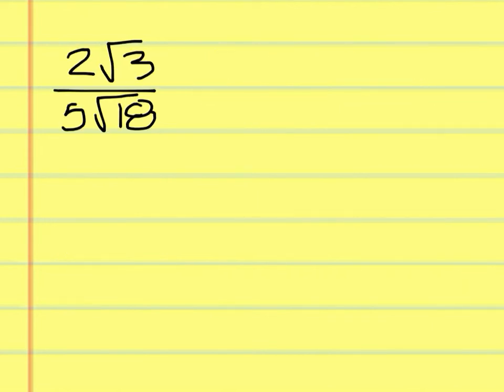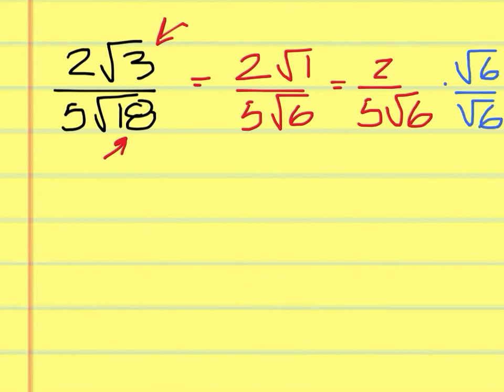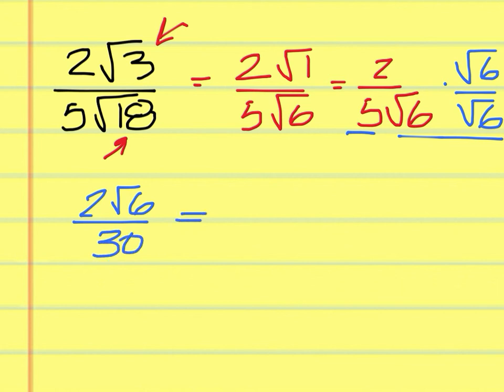We should start by simplifying the square roots. 3 over 18 is going to be 1 over 6, and we don't need the square root of 1 on the top. So now we just have to multiply the top and the bottom by the square root of 6 to get 2 square root of 6 over 5 times 6, which is 30. The 2 over 30 can be simplified as just 1 over 15, so square root of 6 over 15.